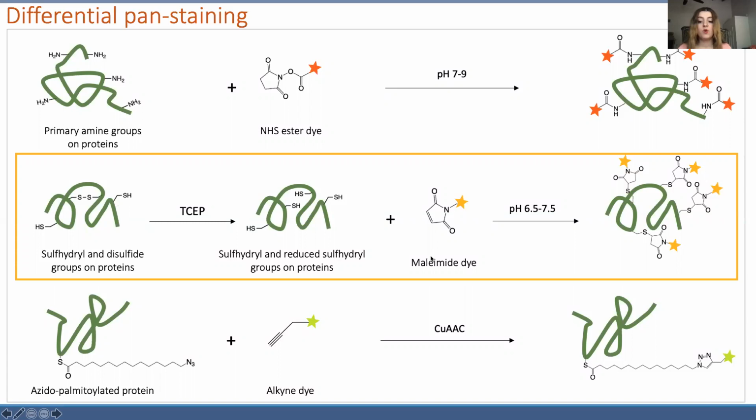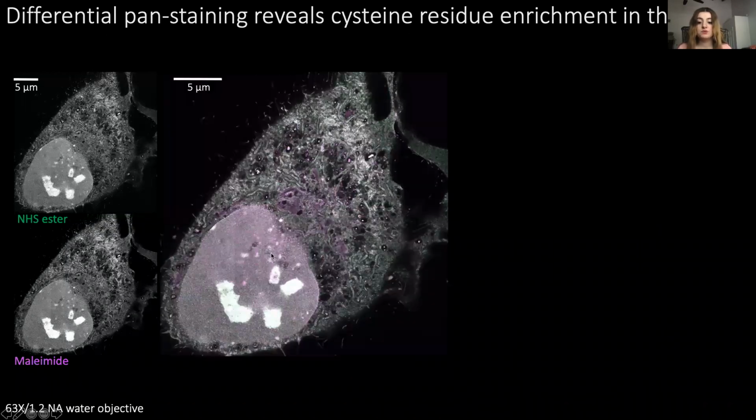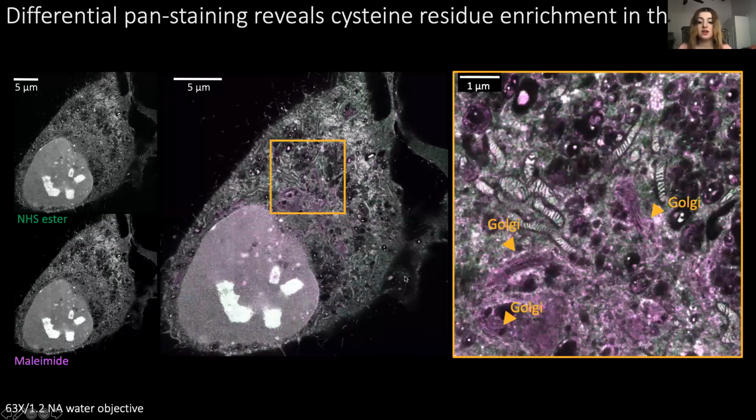on proteins. And we qualitatively looked at the distribution of proteins with different cysteine to lysine amino acid residues. If we pan stain the same expanded cell with both NHS ester and maleimide dye, the resulting images look virtually indistinguishable. However, if we overlay them, we observe differential labeling in the cytosol. If we zoom in here, we see that Golgi cisternae show higher cysteine to lysine labeling ratio relative to the cytosol or to mitochondria, here observed by more intense magenta labeling.